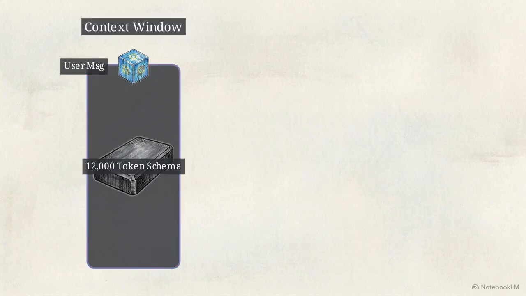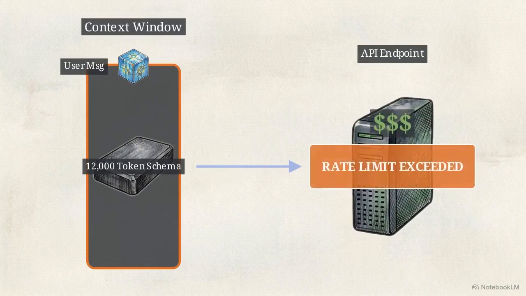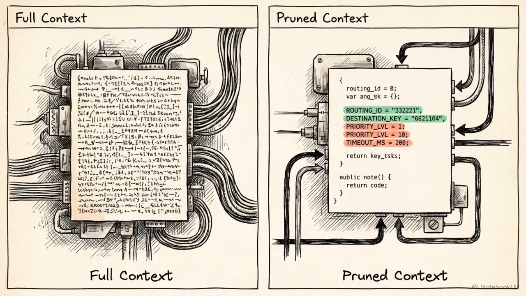If left unmanaged, this bloat forces the agent to reprocess the entire tool library with every message, leading to rapid API exhaustion. Making this system sustainable requires active context pruning to ensure that the automation remains cost-effective at high volumes.